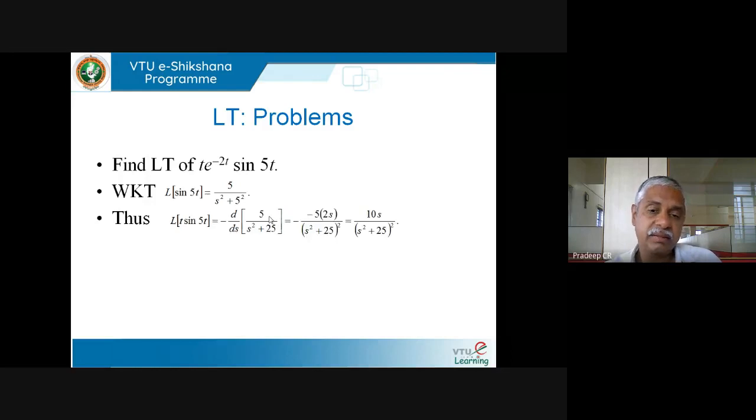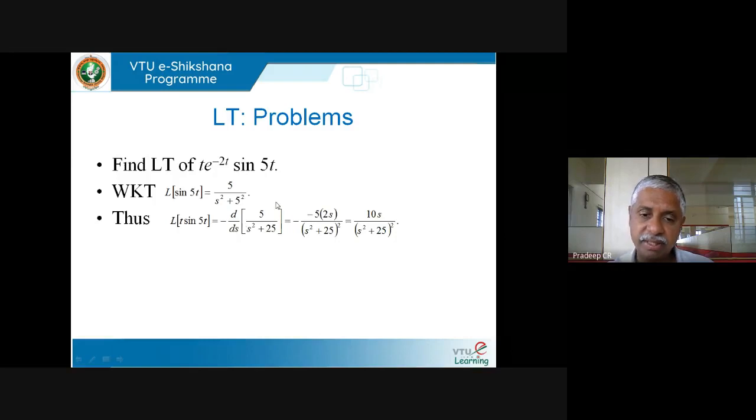That's easily done. Differentiate with respect to s using quotient rule. Numerator is a constant here, so there is no issue at all. Or you use chain rule directly, which is the same thing. So I get denominator s square plus 25 whole square, and numerator is minus 5 into derivative of denominator, but there is a minus outside. So minus of minus, it will become plus 10s. Yeah, it's all right.